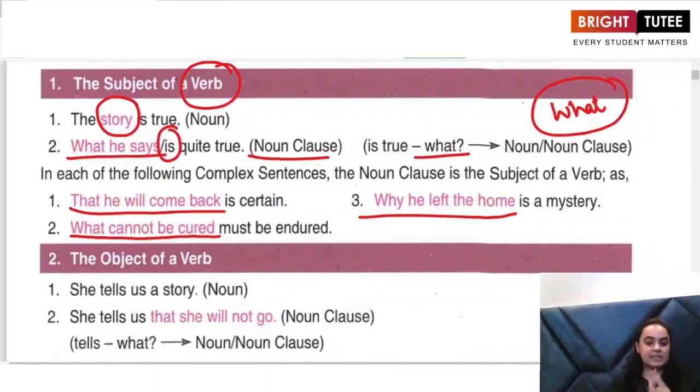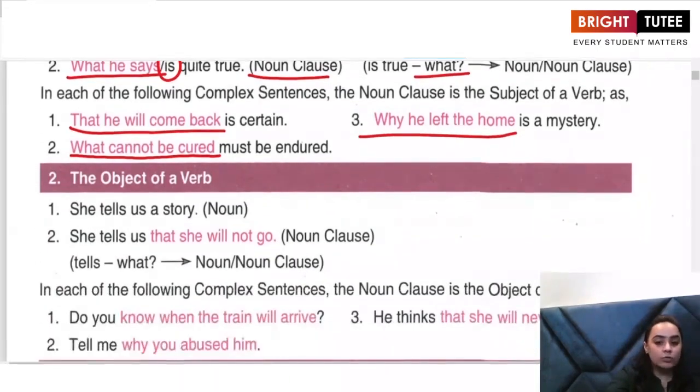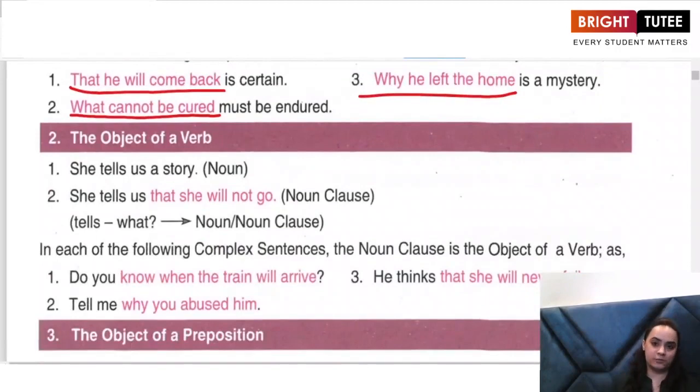So in these sentences that we just discussed, my subject was a clause. In order to identify the subject, we ask the question what. When I asked the question what, my answer was a clause, and the position of that clause was in the form of a subject. So therefore, that is the first type, when the clause acts as a subject of the verb. The second type is when my noun clause acts as the object of the verb.